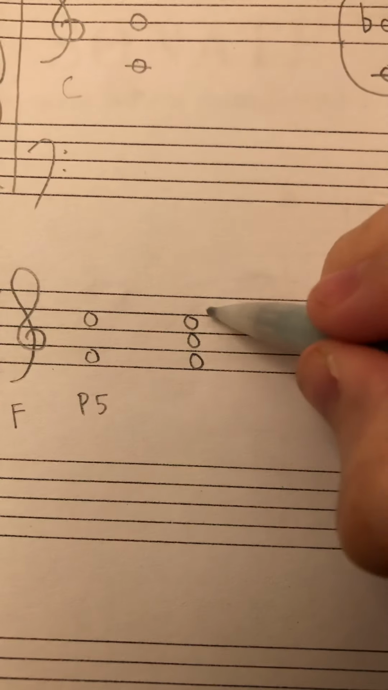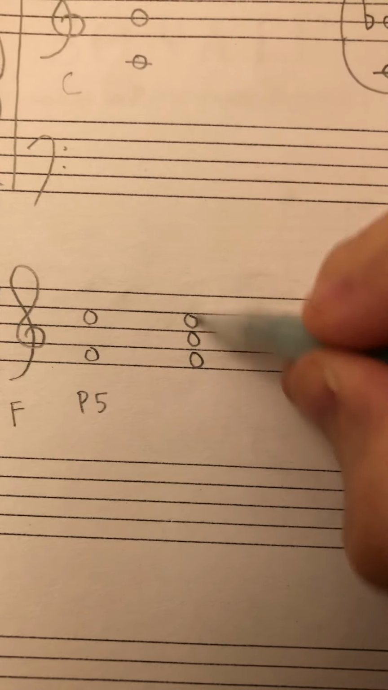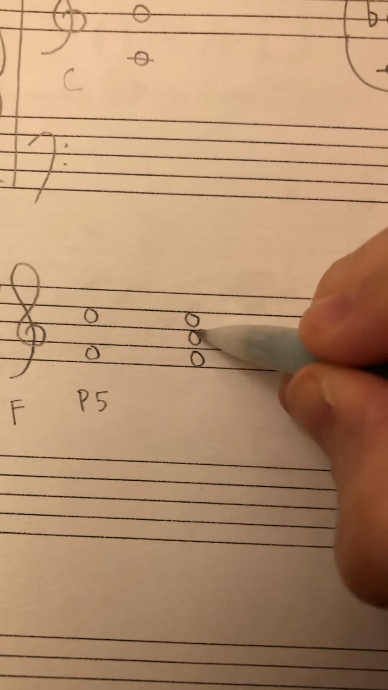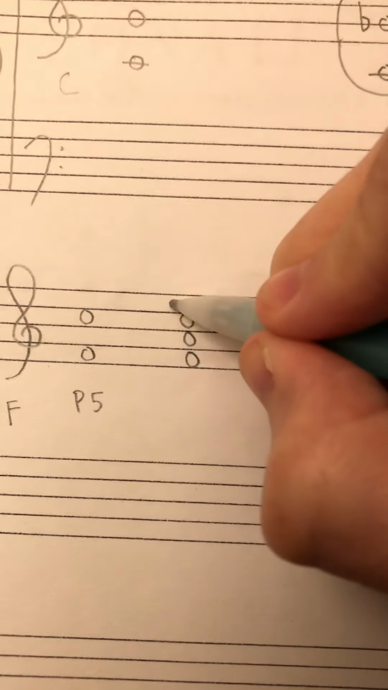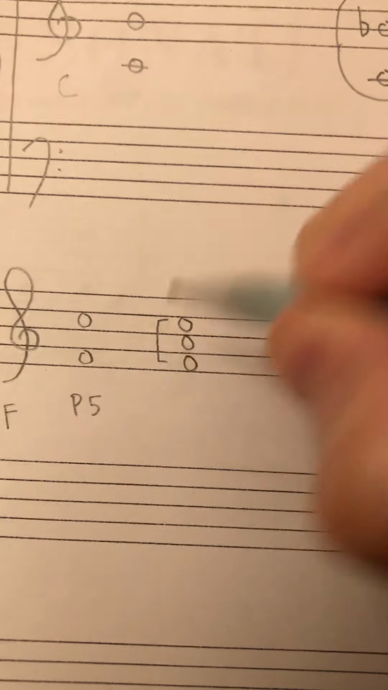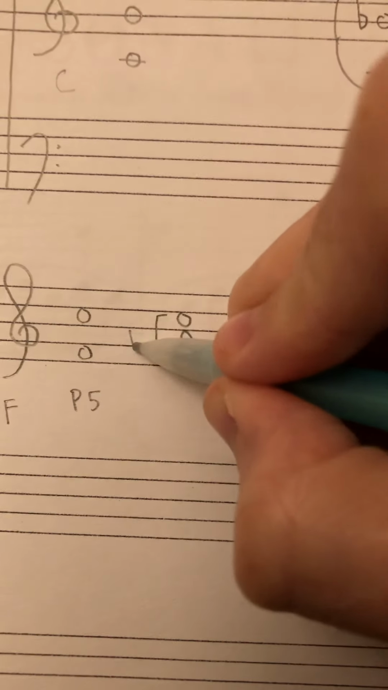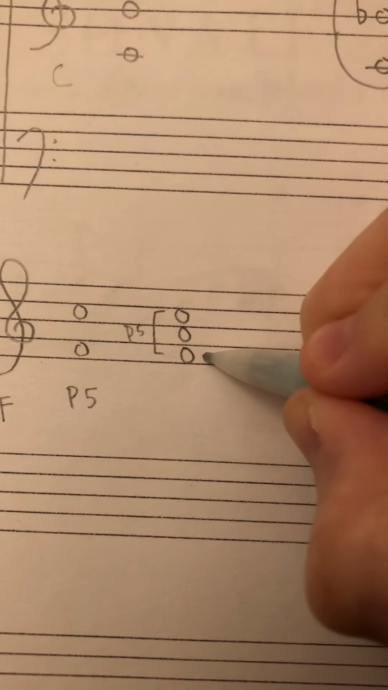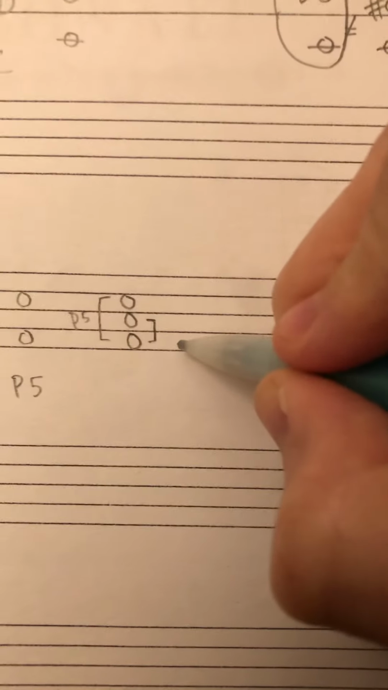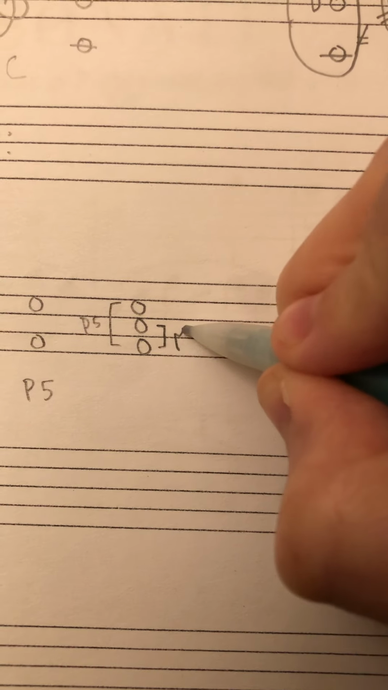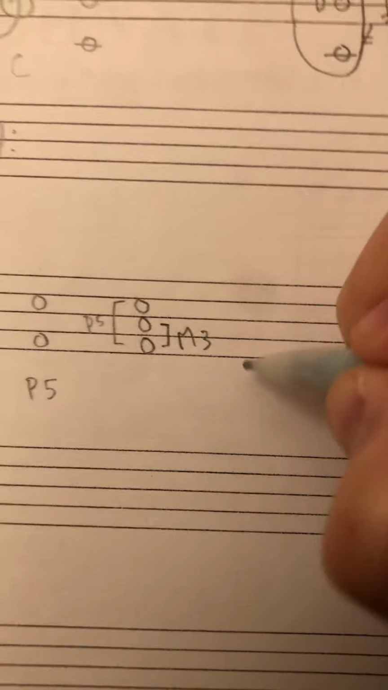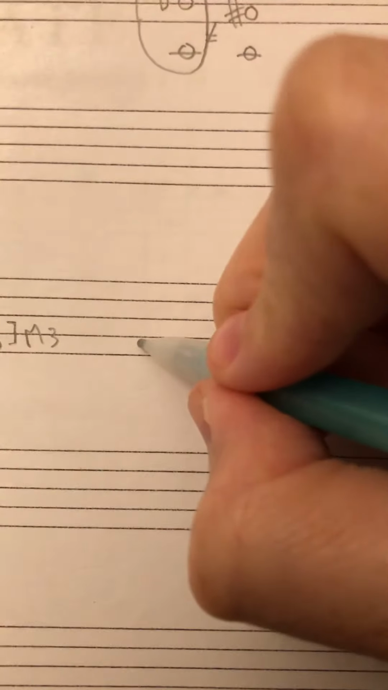A major triad, you have to have a perfect fifth from bottom to top and a major third from here to here. So like from this to this, it would be a perfect fifth. And from this to this, it has to be a major third.